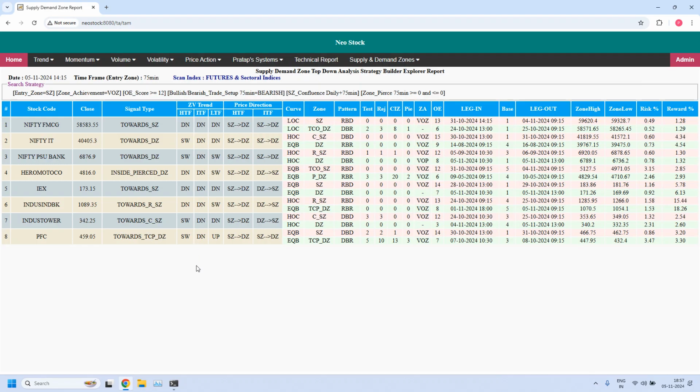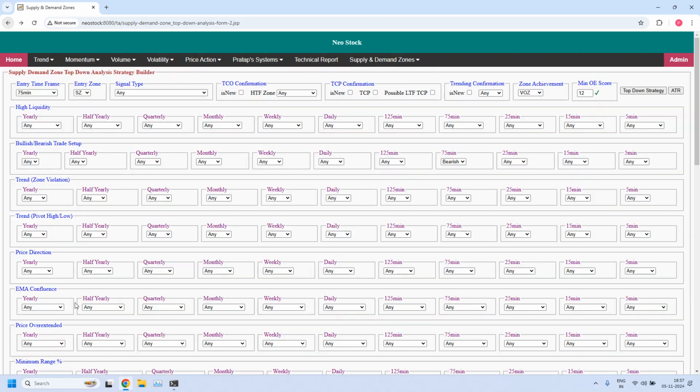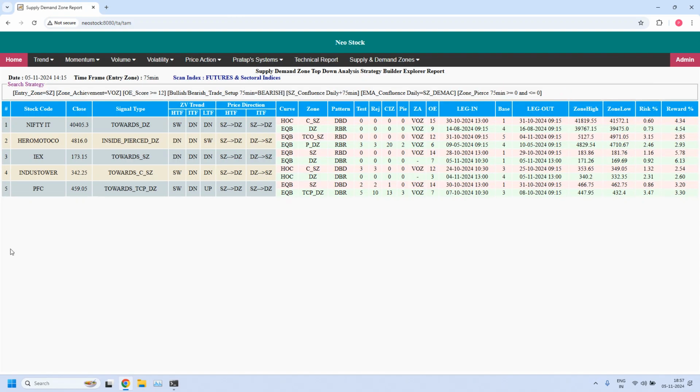If any of these 8 stocks, if the daily supply zones are having daily EMA confluence. Why daily supply zones? Because 75 minute supply zone is part of the daily supply zone. That's why we are looking for a daily supply zone with daily EMA confluence. And daily time frame, daily supply zone with daily EMA confluence. We got 5 stocks. These 5 stocks are high probability setup supported stocks. All the supply zones. And some of these 75 minute supply zones are also high liquidity supply zones. That is even more powerful.